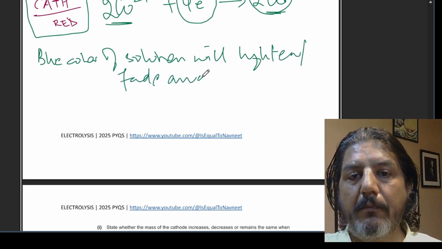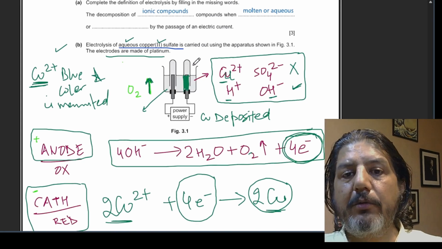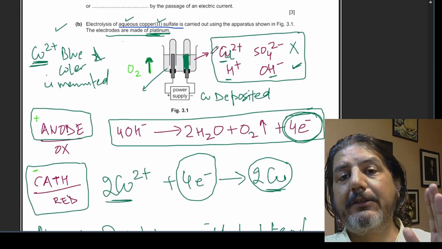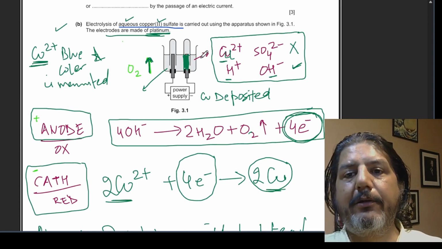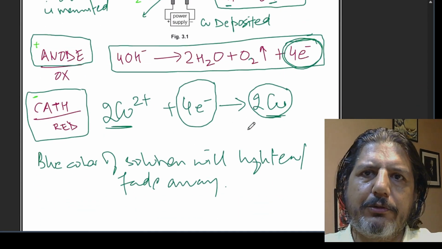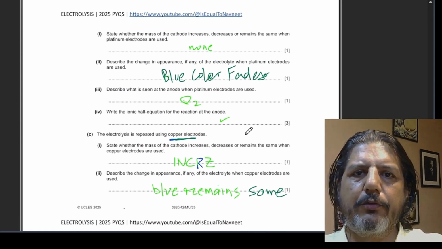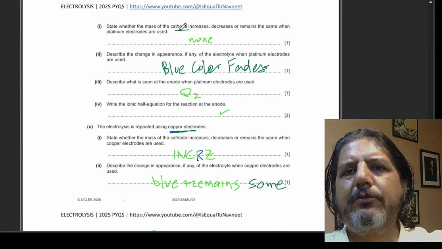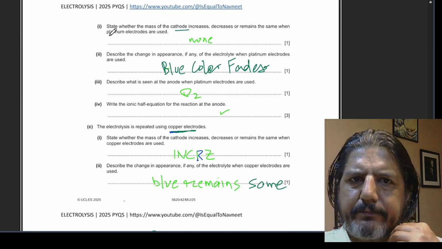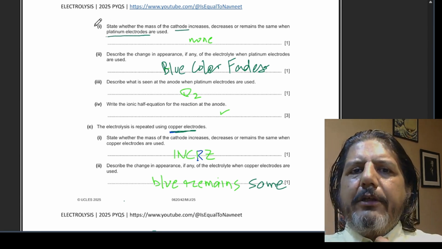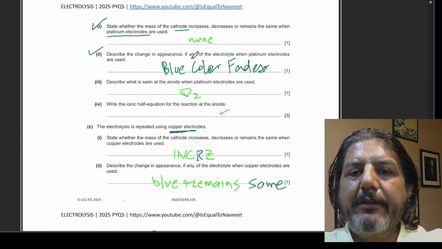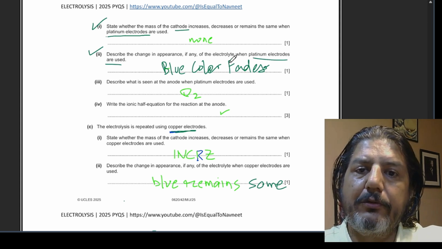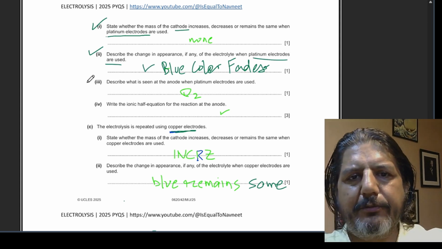The second thing that you need to understand is that because these electrodes are made of platinum, there will be no difference in the size because they are inert electrodes. These are the questions which are being asked, so that is why I am discussing it here. The first question asks whether the mass of the cathode increases or decreases. No, nothing happens to the cathode because platinum electrodes are used. Next, change in appearance, if any, of the electrolyte when platinum electrodes are used: the blue color fades, as I have discussed before.